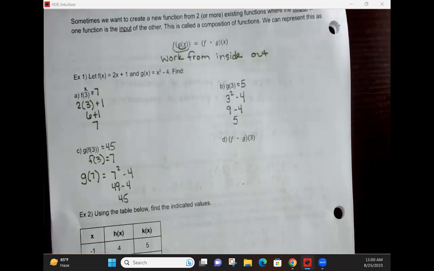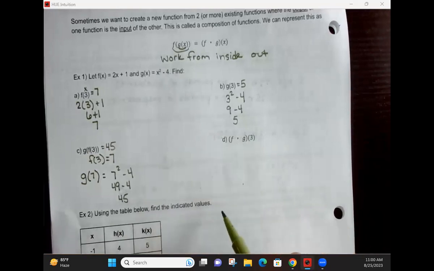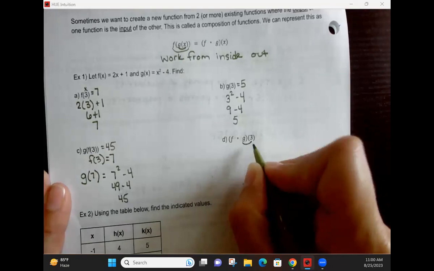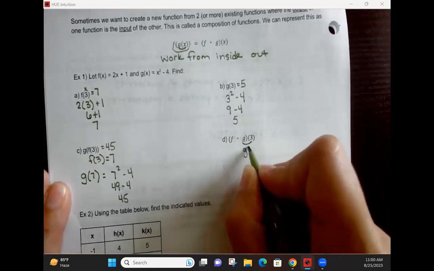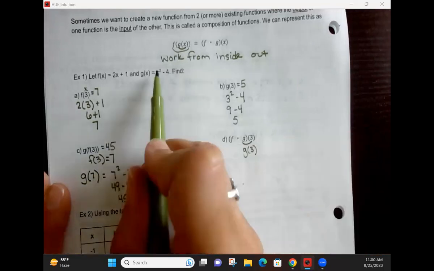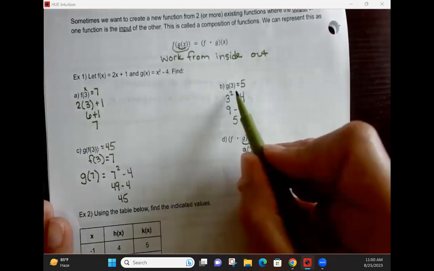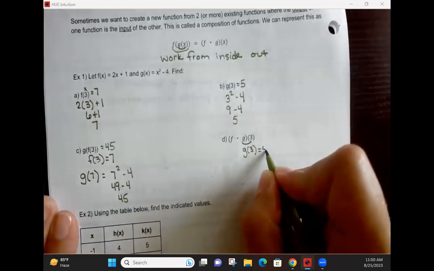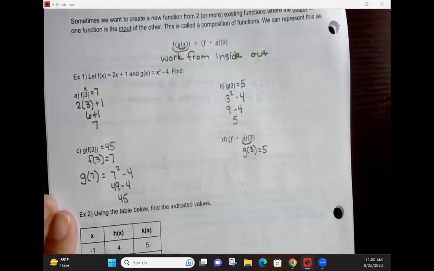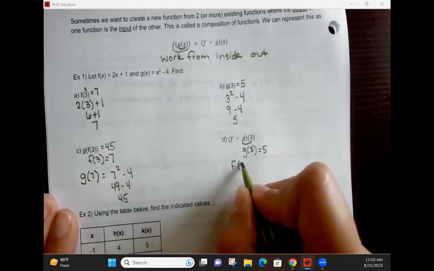And then for D, same idea, but this time I'm looking at a different order. So we work from the inside out. So I'll start with g of 3. So g of 3 means I would plug 3 in for x in my function g. We've already done this, right? We know g of 3 is 5 from part B above. So now I'm going to find f of 5.